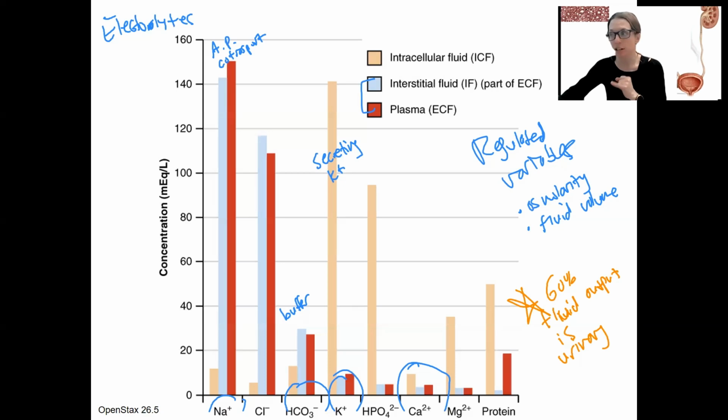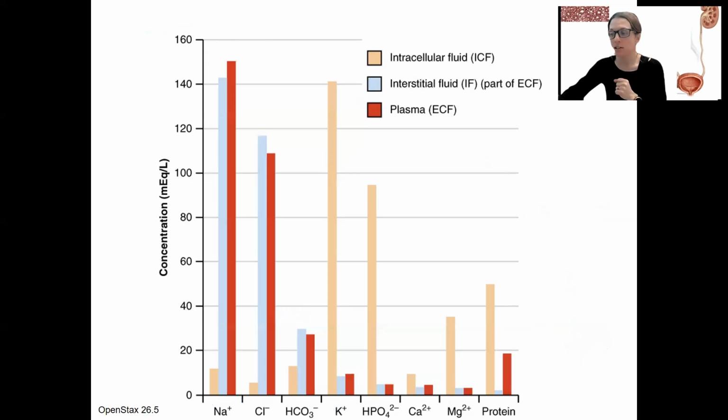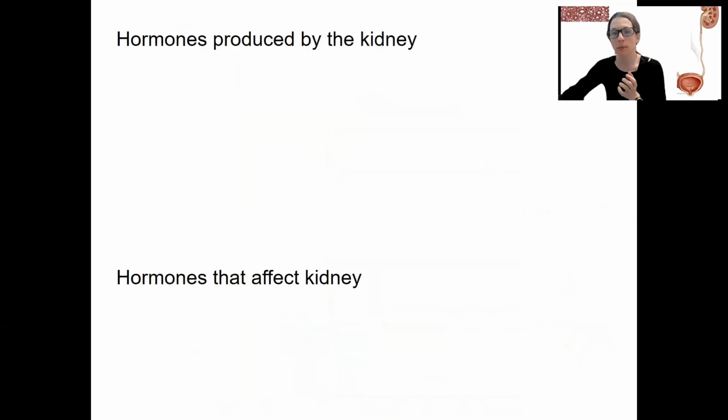So the last thing I want to do for this intro video is an overview of the hormones that we're going to be talking about. Some of these we've talked about already. Because we're talking about regulation of systems, we're obviously going to talk about hormones. So hormones produced by the kidney. What are some hormones produced by the kidney? See if you can name any.